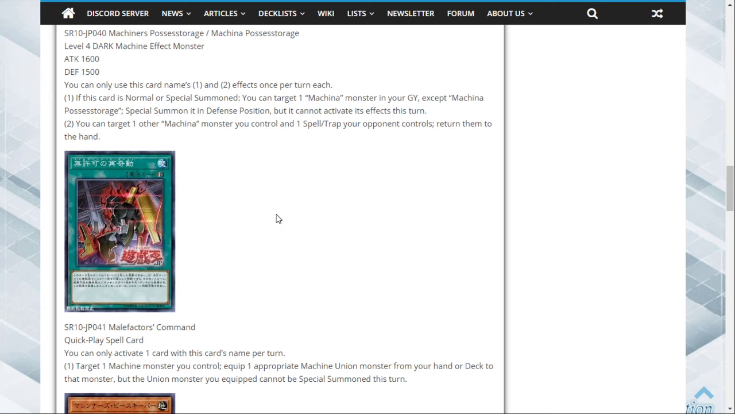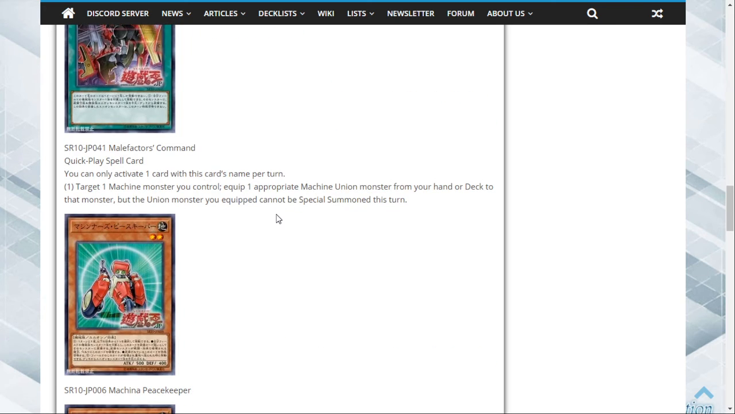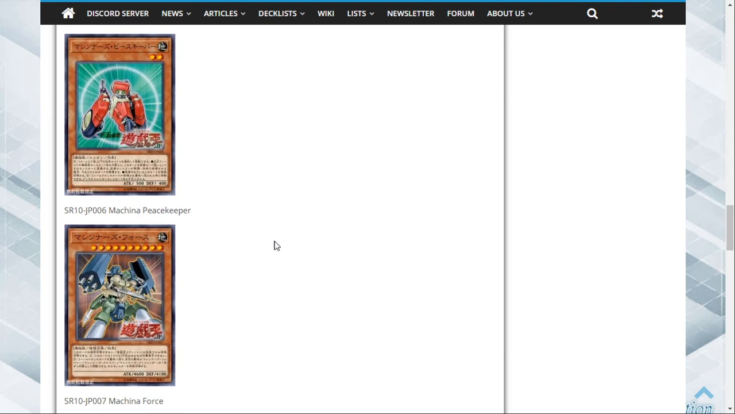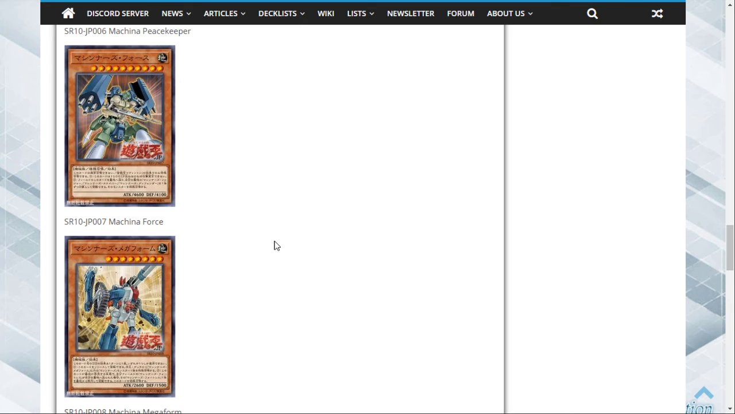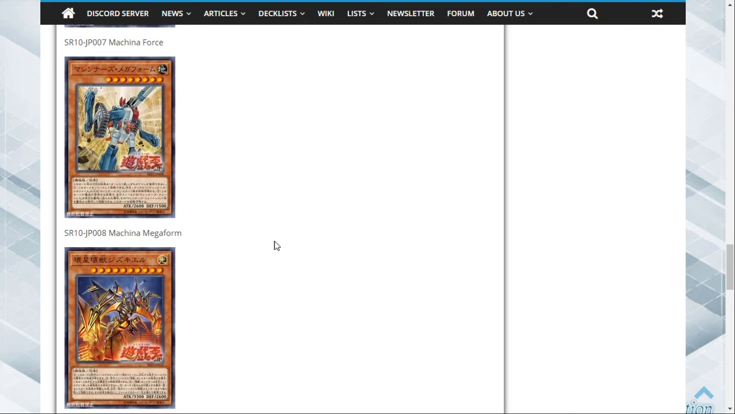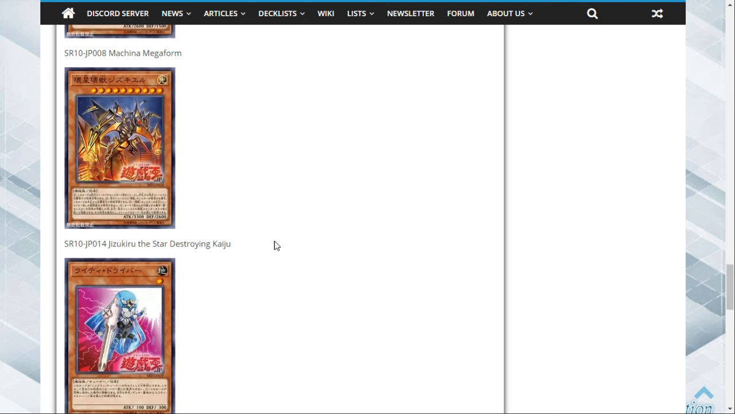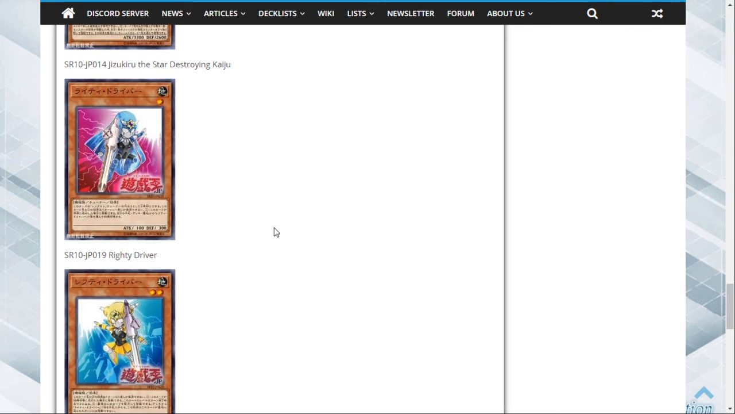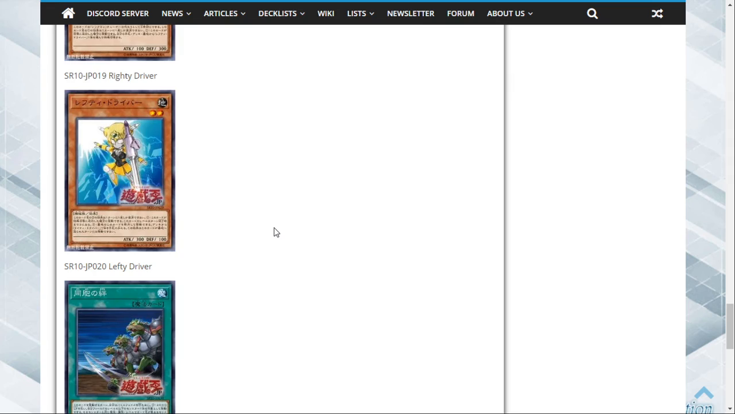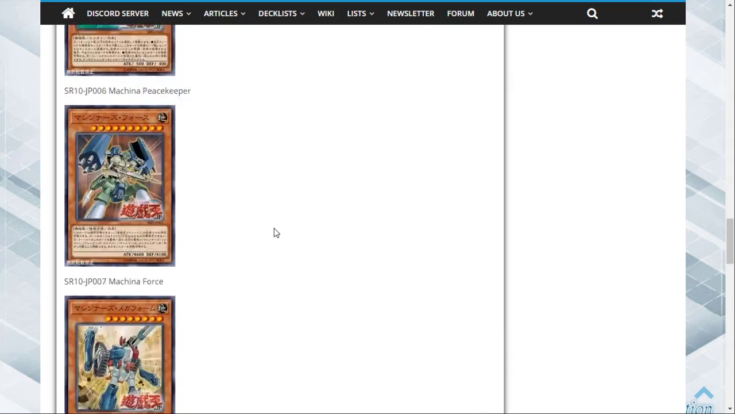Next up is Malefactor's Command, and we went over this card as well. Reprints are Machina Peacekeeper, Machina Force, Machina Megaform, the Star Destroyer Kaiju, Righty and Lefty Driver, and Ties of the Brethren.